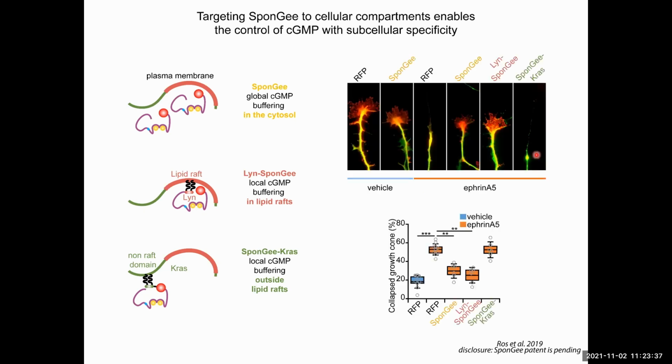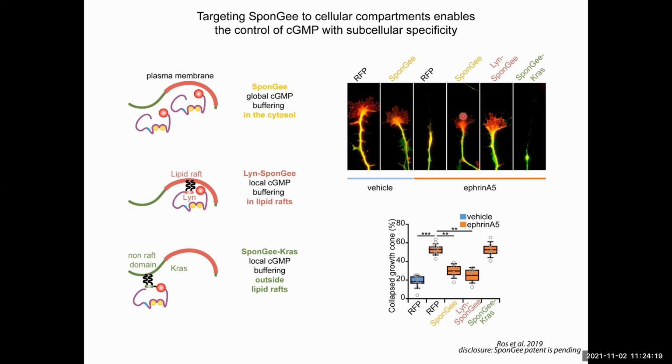And to check whether it would be active or do different things when targeted in or outside lipid raft, we expressed either the soluble variant of SPONGI, so without targeting, the lipid raft targeted SPONGI, or the lipid raft excluded SPONGI into retinal cell axons. And we exposed these axons to ephrin A5. When exposed to ephrin A5, the growth cone can collapse, so it loses this nice fan shape. And that's a proxy of efficient repulsion by ephrin A5.